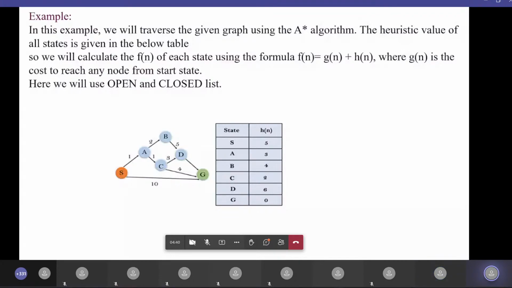Now you tell me what is C. Reaching C from S, what is the value? 2. From S we have to go to A, and from A we have to go to C. What is the first? 1 plus 1, it is 2. Correct? Robotics can do it, ma'am. Sorry to interrupt, ma'am, your voice is breaking.